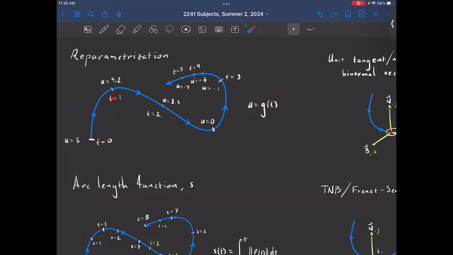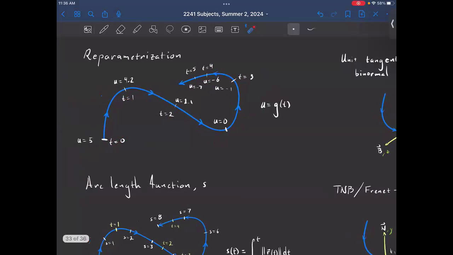So t equals 0, 1, 2, 3, 4. The curve is going pretty consistently here, and then it speeds up a lot, and then it slows down. And then if we have another variable u that also traces out the same curve, but for different values. So t is increasing here, u is decreasing, and it goes from 5 to 4.2, so it's kind of slow. And then 2.1, it speeds up, 0 to -1 to -6 to -7.